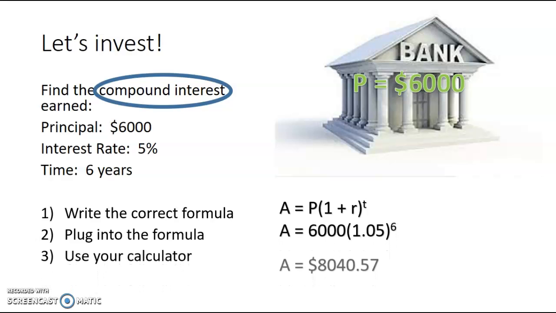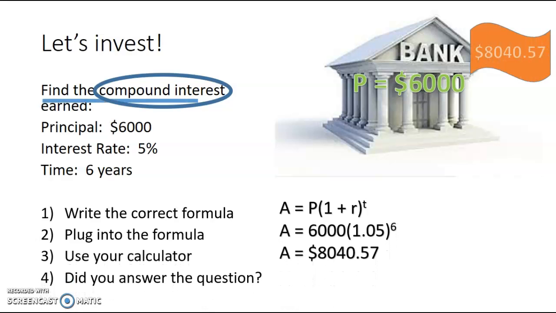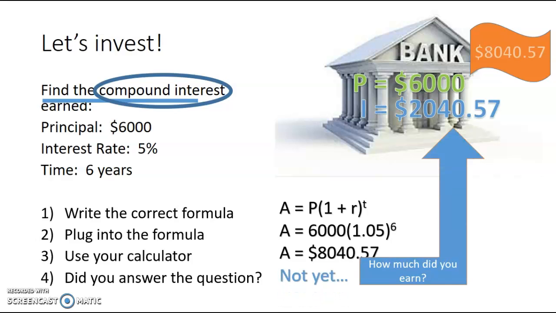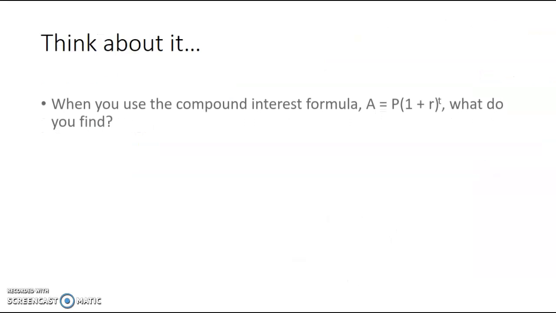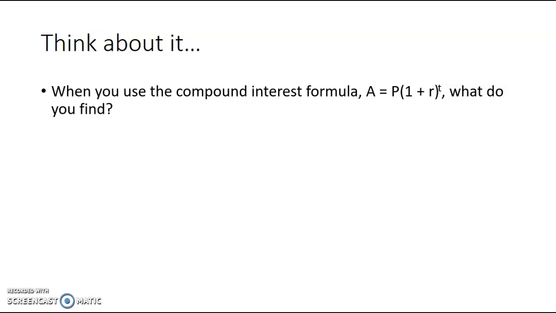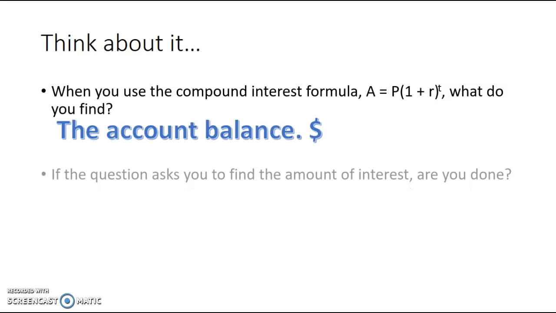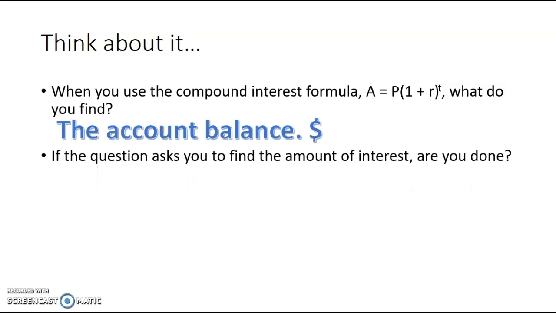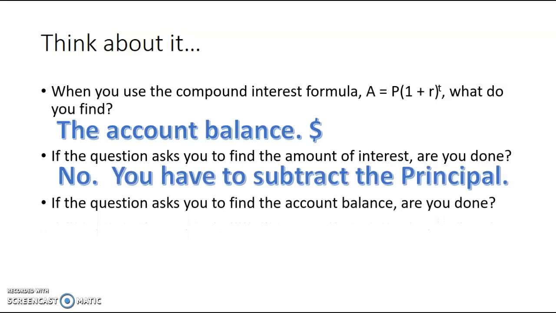Now suppose it asks you to find the interest that was earned, same numbers, same formula, but do we answer the question, what is the interest? No, we do not. You have to subtract the principal in order to find out what the interest would be. So think about it. When you use the compound interest formula, it says A equals, so what do you find? You're finding the account balance. If the question asks you to find the amount of interest, are you done? No, you have to subtract the principal because the account balance is the principal and the interest combined.